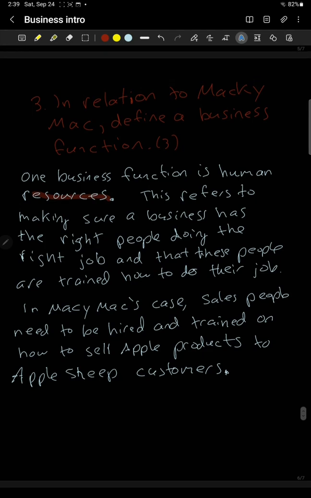In relation to Mackie Mac, define a business function. One business function is human resources. Again, I say what it is. This refers to making sure the business has the right people doing the right job and that these people are trained in how to do their job. I explain what it is. I've named it. I explained it. In Mackie Mac's case, salespeople need to be hired and trained on how to sell products to customers. So I've named it, I said it, and I referred it back to the prompt. That's what you've got to do.